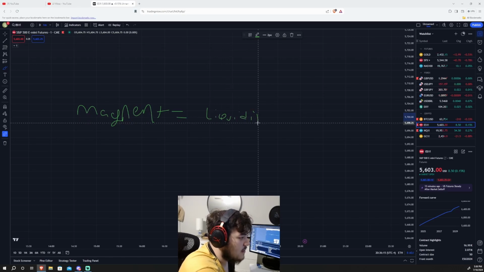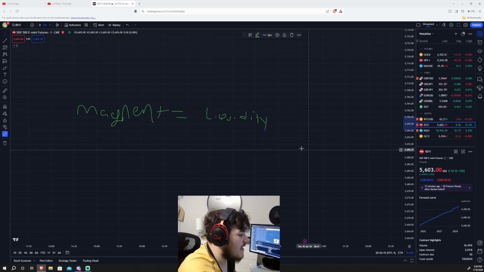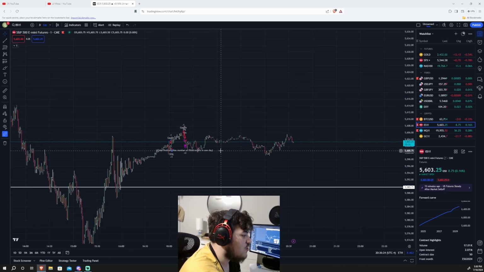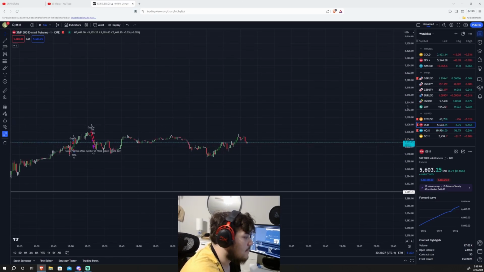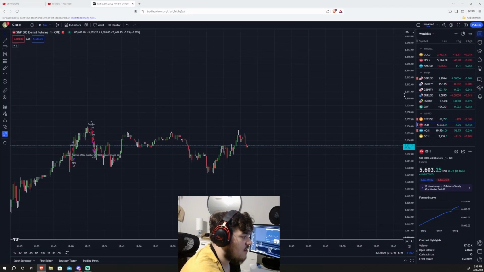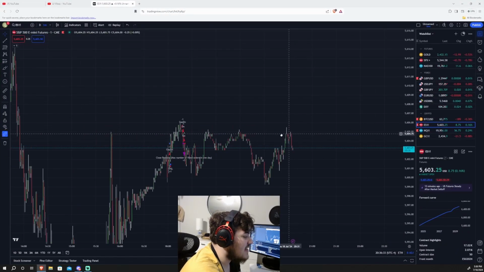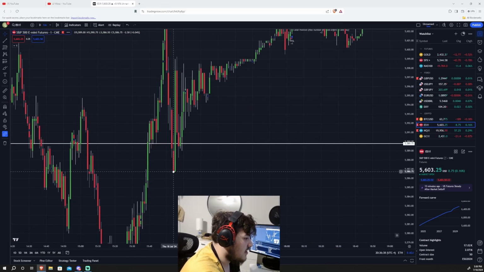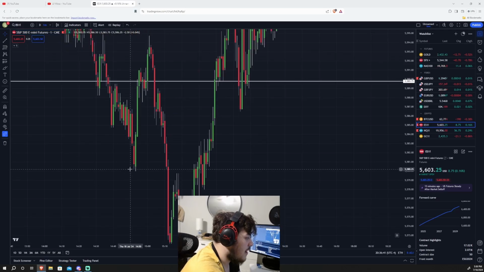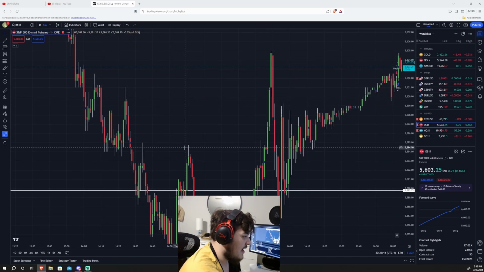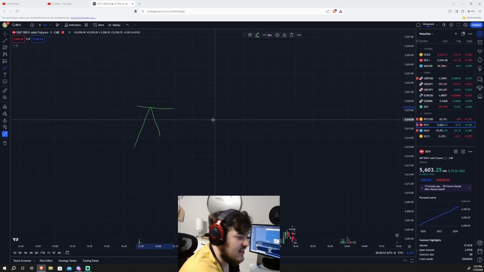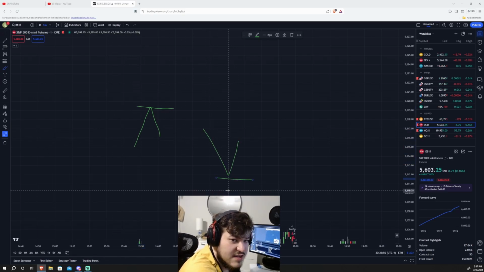That's what we're going over today. If you don't know what liquidity is, we'll go over that right now. A magnet equals liquidity. Where does liquidity lie? Liquidity lies in prominent highs and prominent lows. That's a prominent high. That's a prominent low, prominent low, prominent low. Prominent high, prominent high. It's basically the tip, or the bottom. That's where liquidity lies.